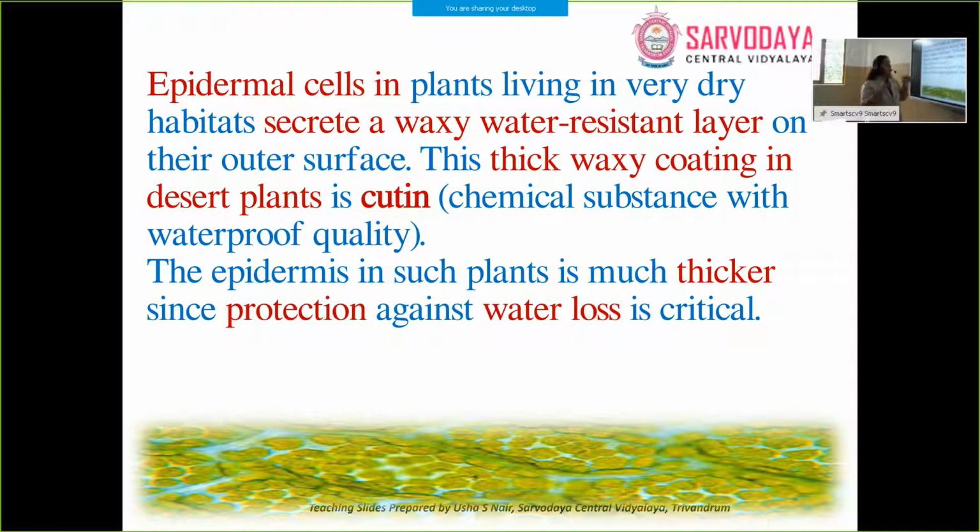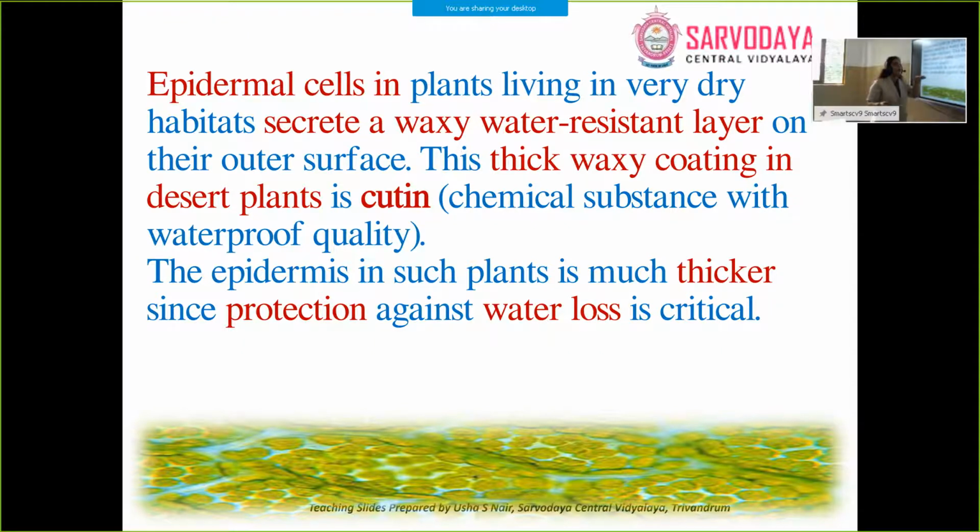Here the epidermis in such plants is much thicker, since they have to protect against water loss, which is critical. So the epidermis is much thicker in desert plants, for what? To prevent water loss. That is why they have a thick waxy coating which is called cutin. I don't think that is there in your text.